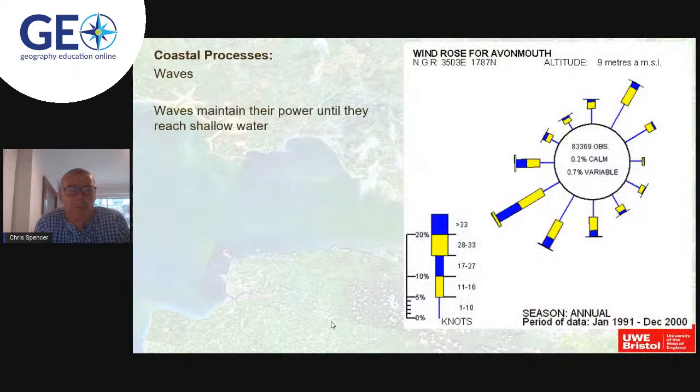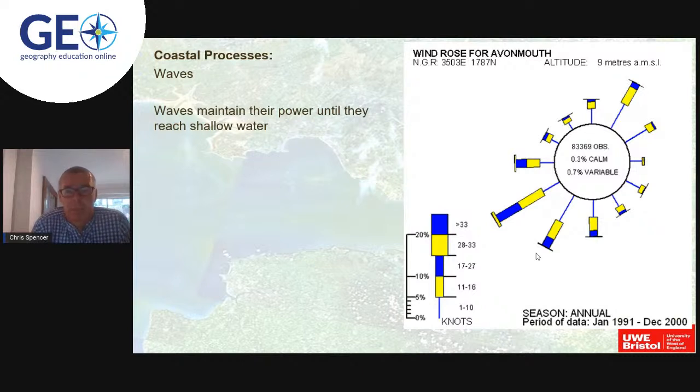But first of all, to think about some of the coastal processes. In this area, Avonmouth is just a little bit further into the Severn estuary, but what I've got here is the windrows for this area, and very strongly the winds here are coming from between the west and the south, so predominantly from the southwest are our strongest winds.